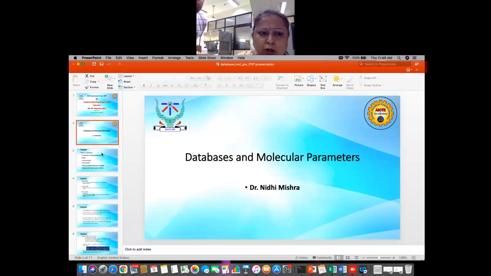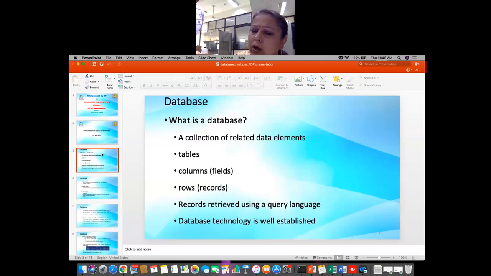So now what we have is, what is a database? A database is a collection of related data elements which are held in the form of tables, which consist of columns and rows. In the language of computer science, columns are said to be fields and rows are said to be records. Records are retrieved using a query language.